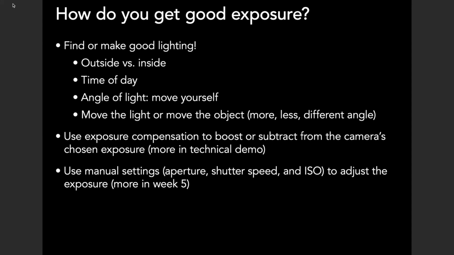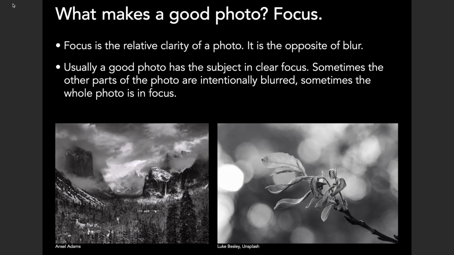Then, if you're using your camera, one of the things you can do to adjust the exposure is to adjust the exposure compensation. So we'll look at how to do that in both the DSLR and your iPhone, or your Android phone, whichever phone you have. And then in week 5, we'll talk about how you use manual settings to set the exposure on your camera. So that's exposure. Another thing that's really important to making a good photo is focus.